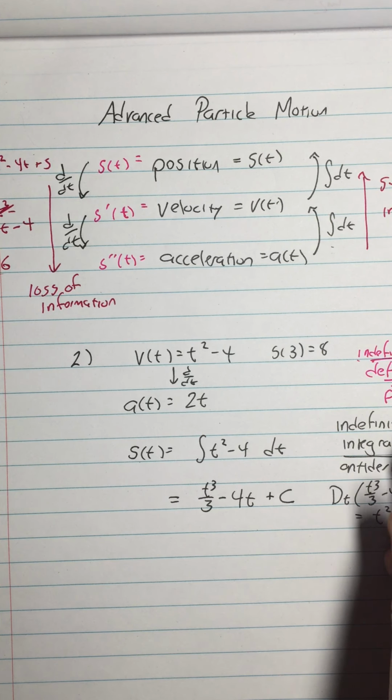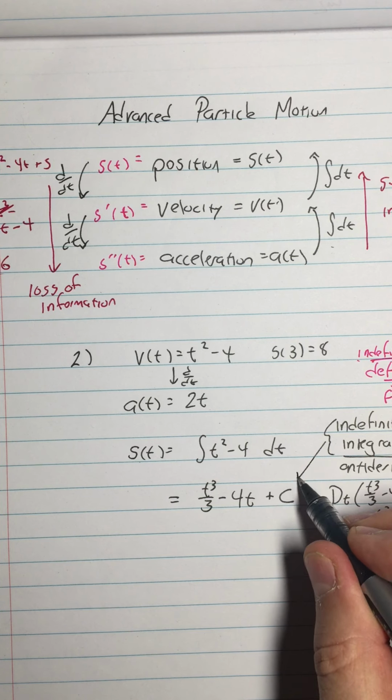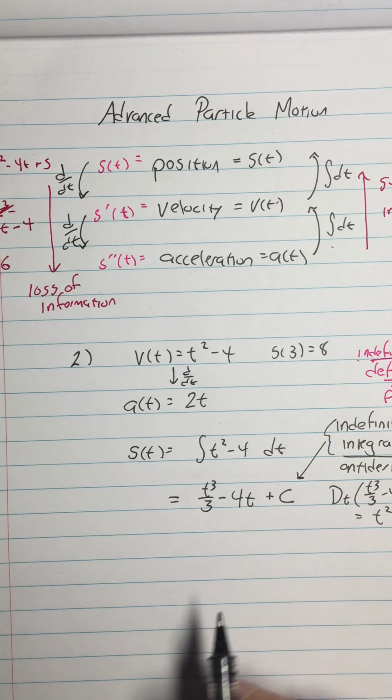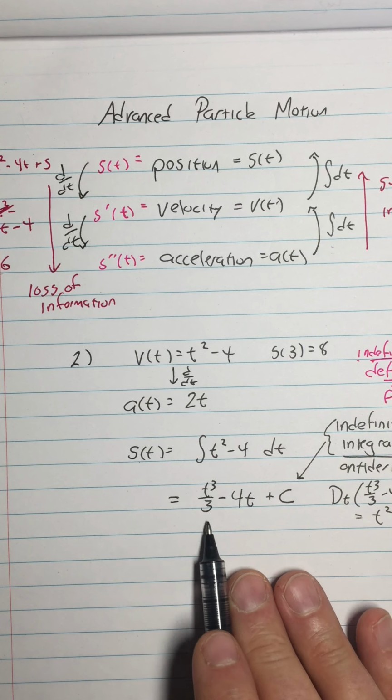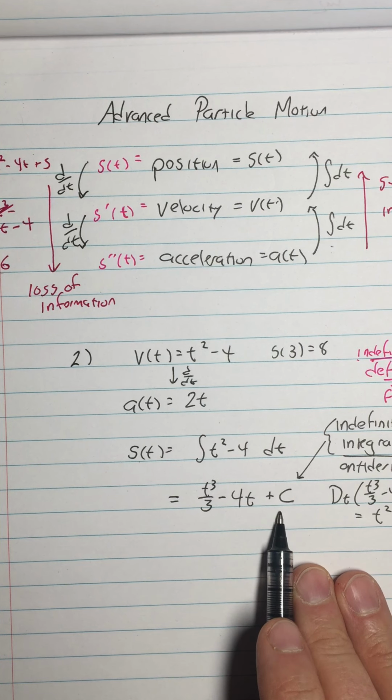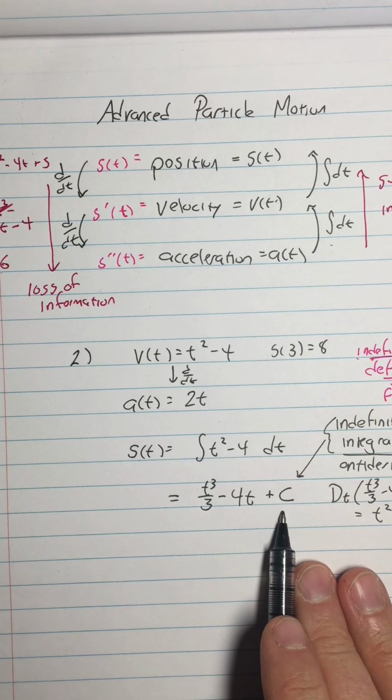So when you do indefinite integrals, you're always going to end up with this plus c. So a lot of times you will see antiderivatives written that way. So what's the antiderivative of t squared minus 4? It's t cubed over 3 minus 4t plus c. That's a standard way to write an indefinite integral.